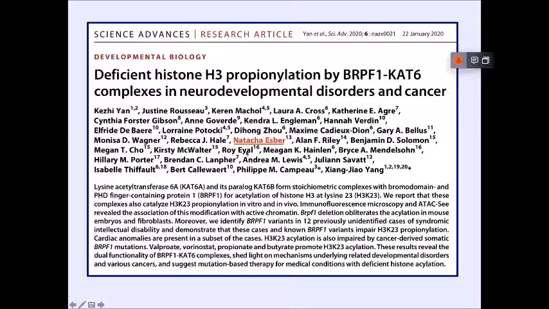Esper is an author on this recent paper that shows that indeed propionylation in what they did, they tested cells from patients and from cancer cells and showed that indeed propionylation of histone H3 is deficient in the cells of patients with KAT6A. So that's a proof of principle or proof of the deficiency of propionylation. And therefore, it's a way of saying that we do indeed need to focus on propionylation.